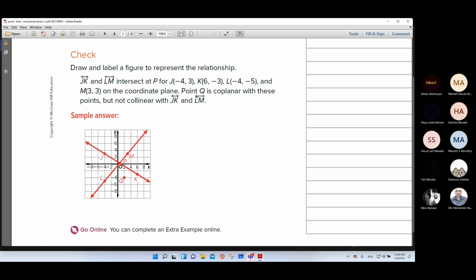On the coordinate plane, point Q here is coplanar with these points. Why is Q coplanar with L, G and M? Because they are contained in the same plane, but Q is not collinear with GK. Why not collinear with GK? Because Q is not in the same line. So it is not collinear with GK and LM.